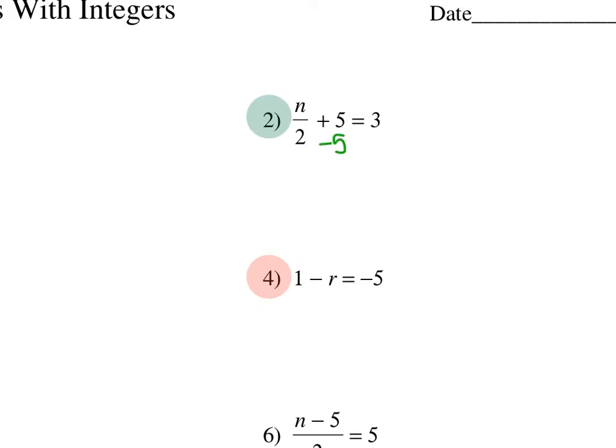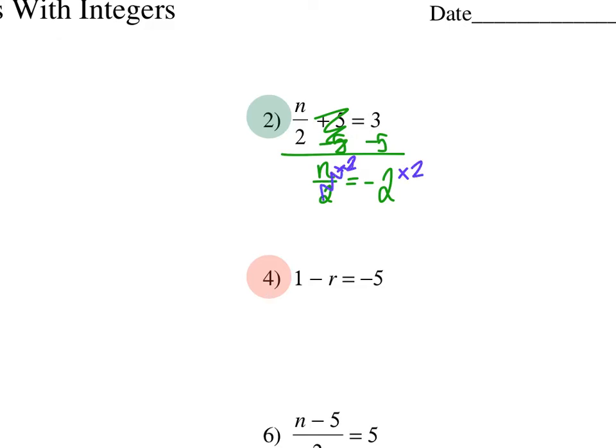So we're going to put a negative 5 on both sides, and that's going to cancel it out, giving us our variable term, n divided by 2. And then our constant is now on the right side, and 3 and negative 5, they have different signs. So we're going to subtract, and we're going to keep the sign of the larger number, so it's going to be negative 2. And then the way I get rid of a dividing by 2, so I can get my variable by itself, is we're going to multiply both sides by 2.